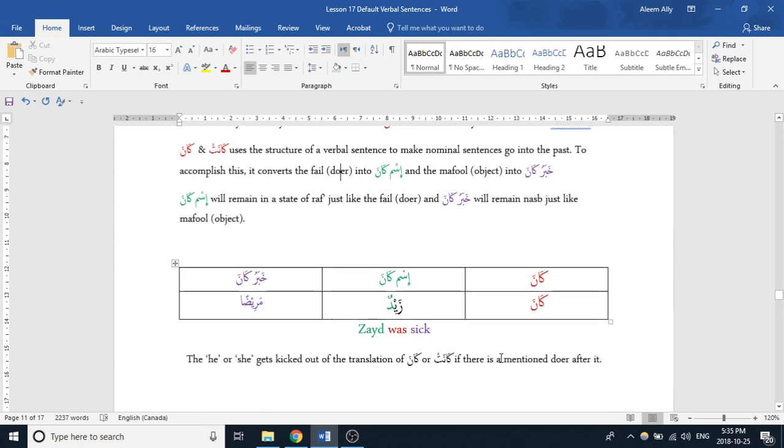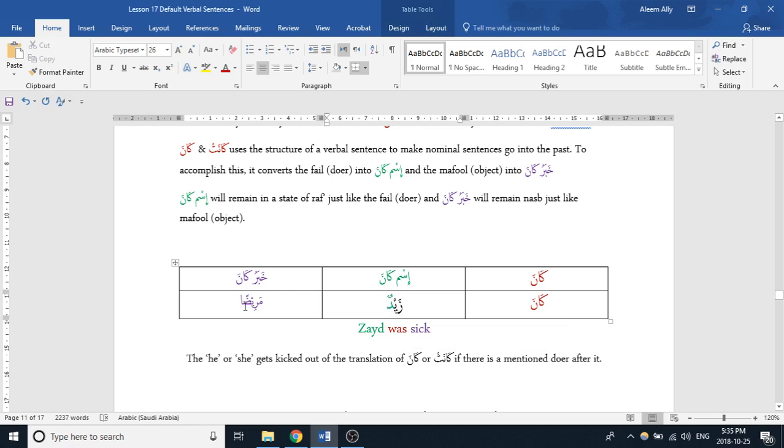That's all very theoretical. So we have here our fi'l, which is kana, and then we have our fa'il, which is now changed into an ismu kana, and then our maf'ul, which is changed into a khabaru kana. When you place that into a sentence, it looks like this: kana Zaydun maridan, meaning Zayd was sick. So as you can see, the ismu kana is going to match the fa'il in terms of being in a state of rafa', and then the khabaru kana is going to match the maf'ul in terms of being in a state of nasb. And it will impose that structure onto a nominal sentence, and it will pretty much just add in that "was". So this would be read as Zayd was sick.